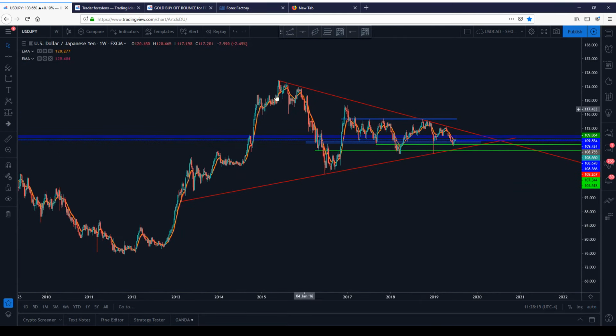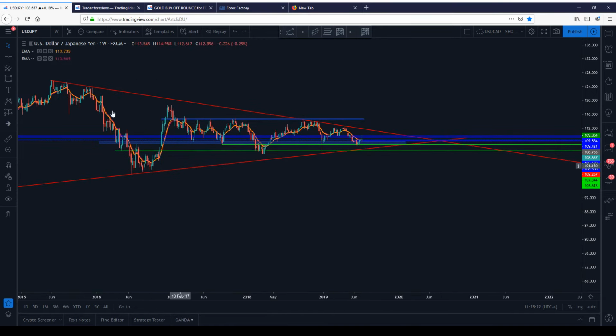But that's USD yen. This is the ascending trend line that we could go shoot for. But that's USD yen. Make sure you have those levels plotted. If I do see the price action play out, we'll enter it. No worries.